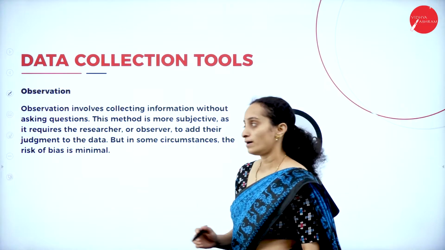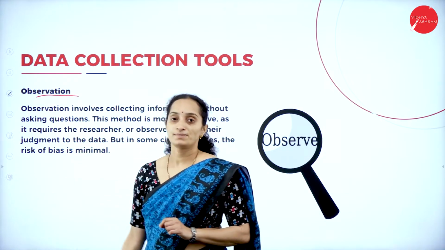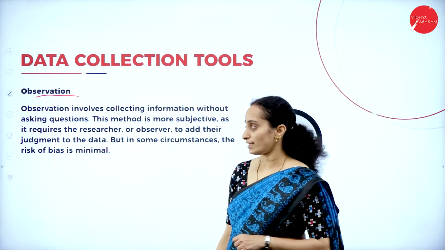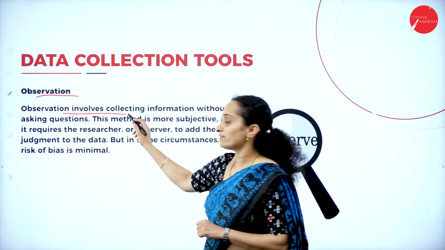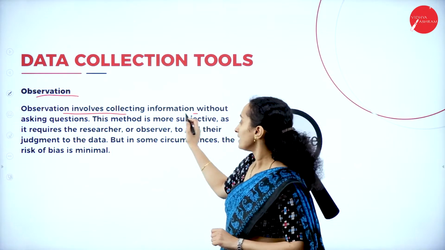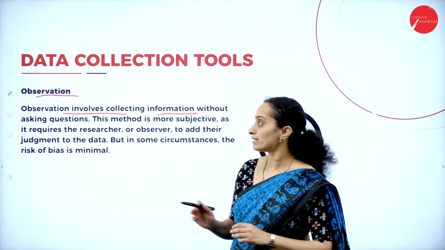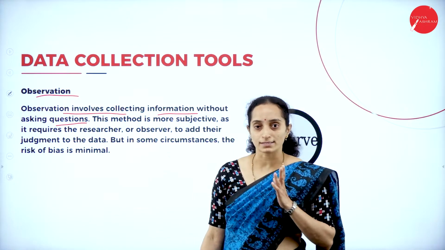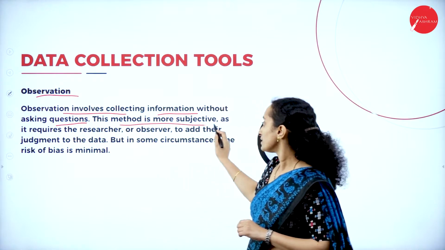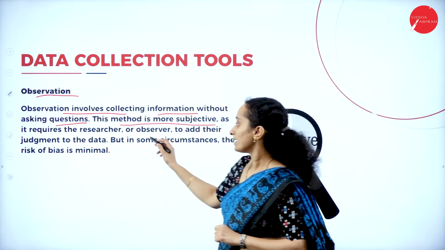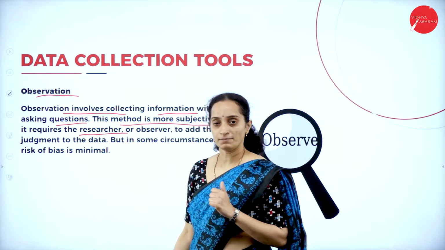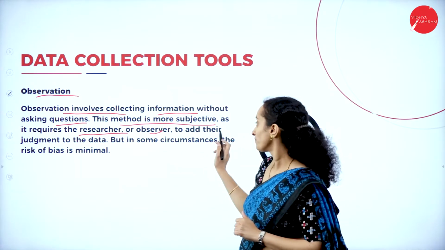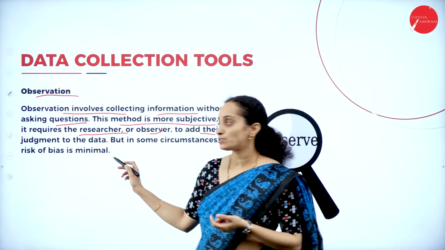Next type of tool you can use is the observation. As we have told in the qualitative, observation is the thing you need to know. Observation involves collecting information without asking questions. You are not going to ask anything. This method is more subjective as it requires the researcher or the observer to add their judgment to the data.